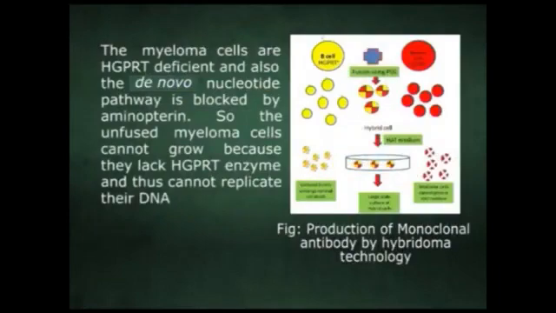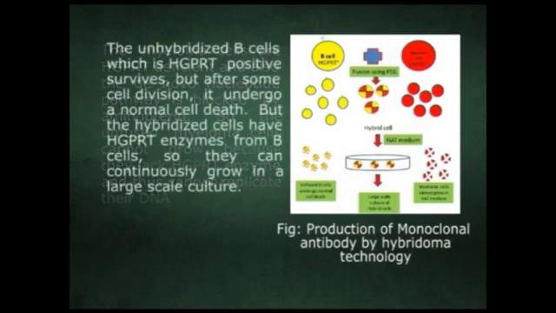The myeloma cells are HGPRT deficient, and also the de novo nucleotide pathway is blocked by aminopterin. So, the unfused myeloma cells cannot grow because they lack HGPRT enzyme and thus cannot replicate their DNA. The unhybridized B cells, which are HGPRT positive, survive, but after some cell division, they undergo normal cell death. But the hybridized cells have HGPRT enzymes from B cells, so they can continuously grow in a large scale culture.